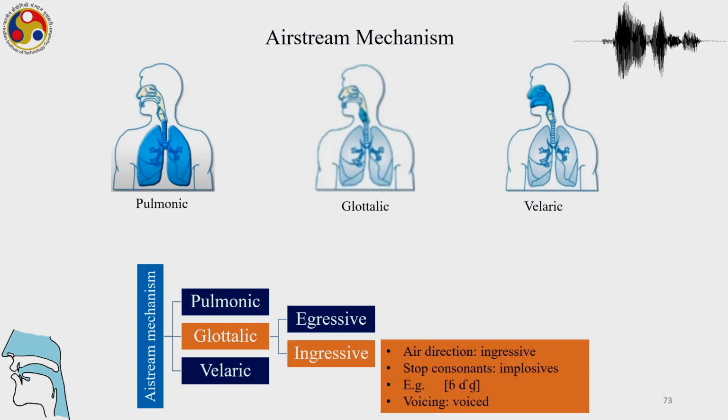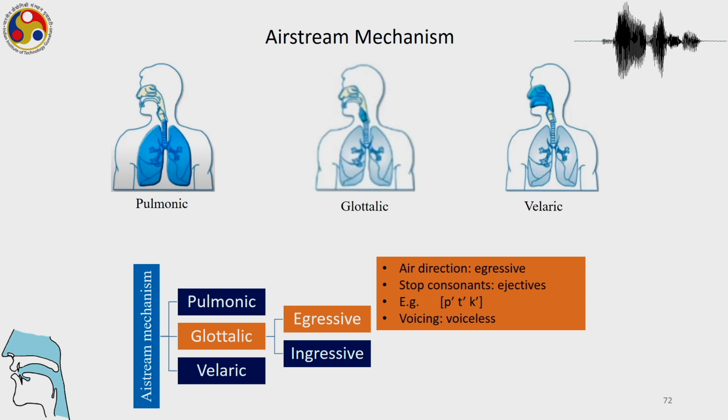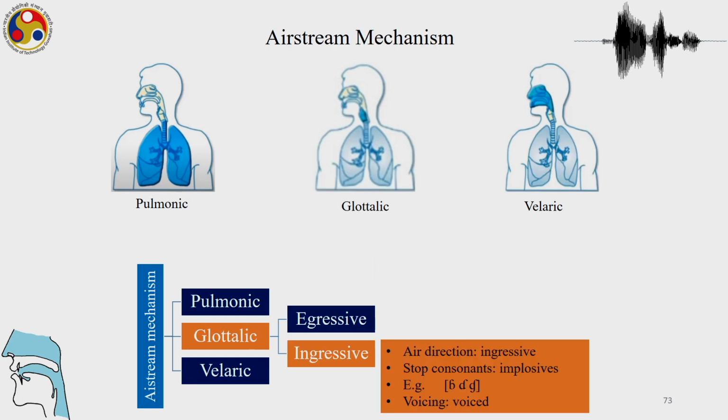And then we have, please note that this is the symbol that was used for the Quechua ejectives with the apostrophe, which we said that we will discuss later in the last lecture. And we already heard a few ejectives in Quechua in the previous lecture. And the other air direction that is possible from the glottalic airstream mechanism is that of ingressive, and the stop consonants can be implosives, and they are mostly voiced.